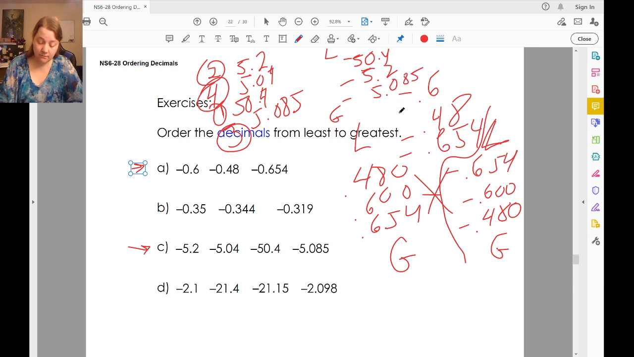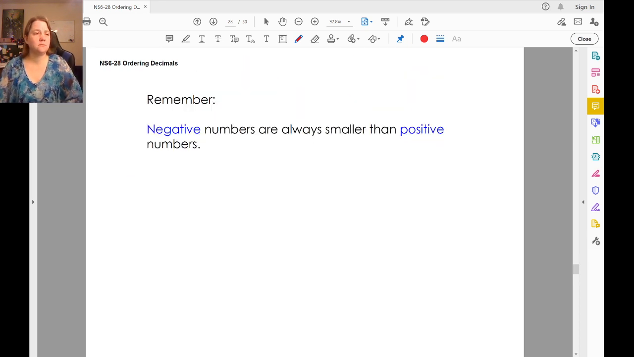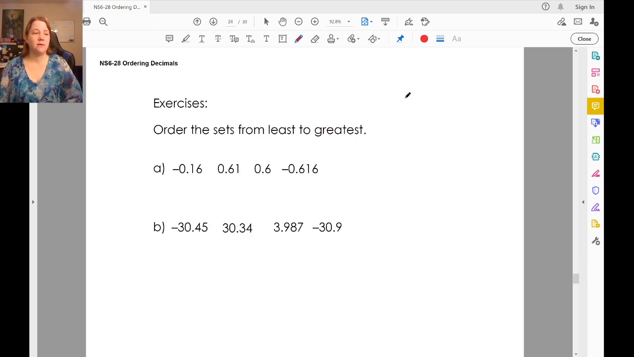-5.085, -5.04. Remember that negative numbers are always smaller than positive numbers.